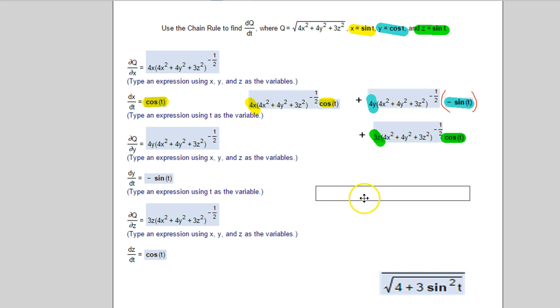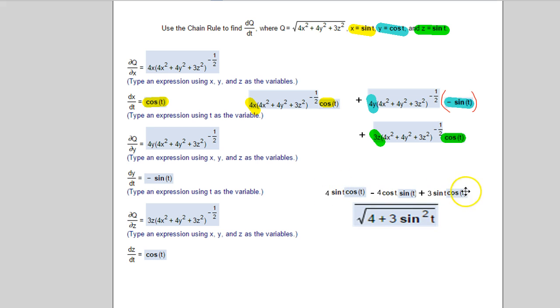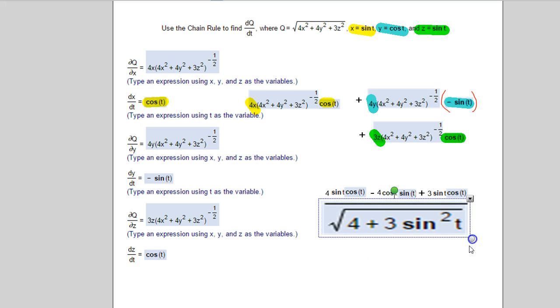So what this is going to look like is this is our common denominator, and then we're going to put over top of that all that stuff that I said we were going to do. So the 4 sine t cosine t, minus 4 cosine t sine t, plus 3 sine t cosine t. And then again you see the 4 sine t cosine t minus 4 sine t cosine t cancel, and so we're left with just 3 sine t cosine t divided by that common denominator.